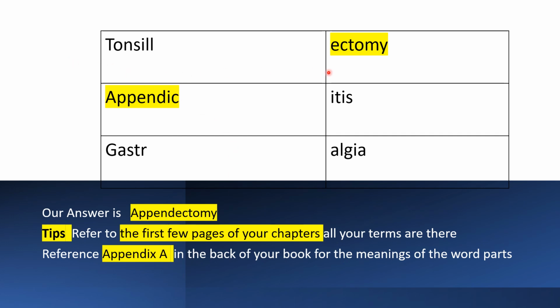You may have 3 columns of word parts. In the event that you do, you will have 3 word parts in your answer, in your created medical term. If there's 2 word parts, 2 columns, you will only have 2 word parts. If there is 3 columns of word parts, you will have 3 word parts that create your term.